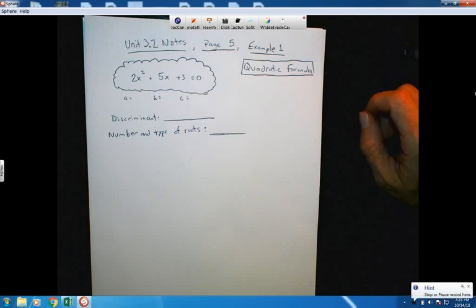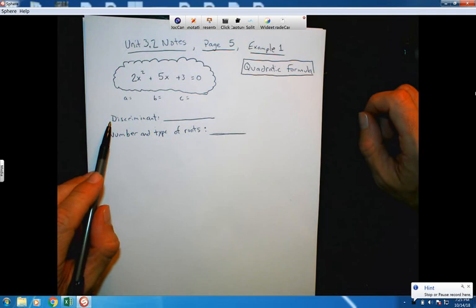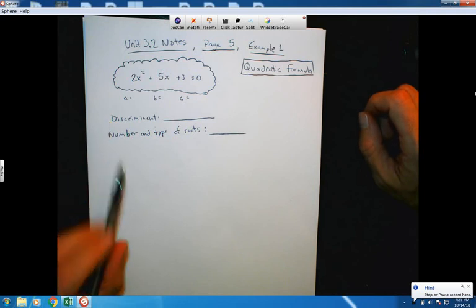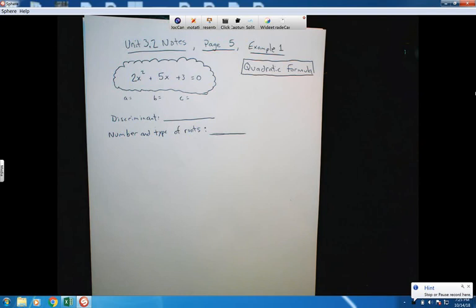Hi everyone. I've been getting some questions asking if I would make a video on how to do the quadratic formula and on what it means when it asks for a discriminant or to write down the number and the type of roots. So I'm going to take some time and do that in detail with this problem. You can find this problem in your notes, Unit 3, Section 2.